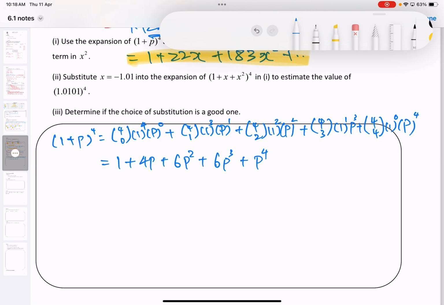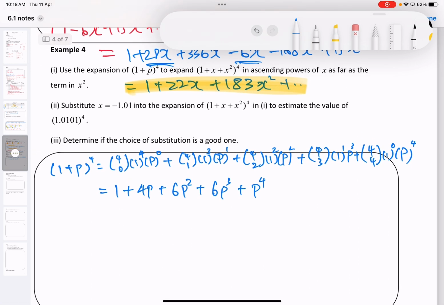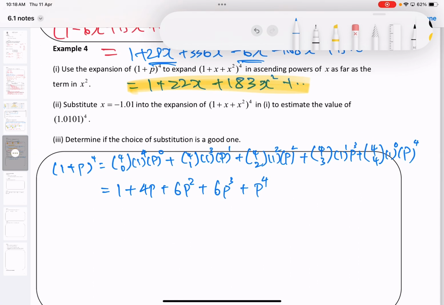Okay, once you are done expanding 1 plus p to the power of 4, look up, check your answer with mine. Okay, it's important that you go through the whole process to understand how you are going to expand it.